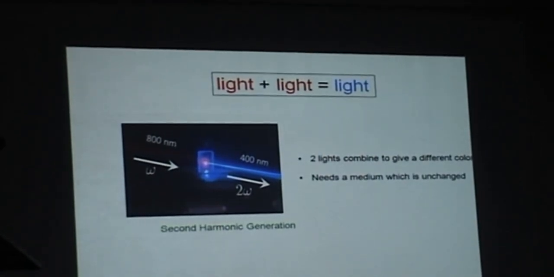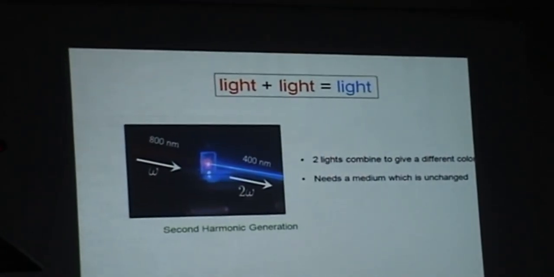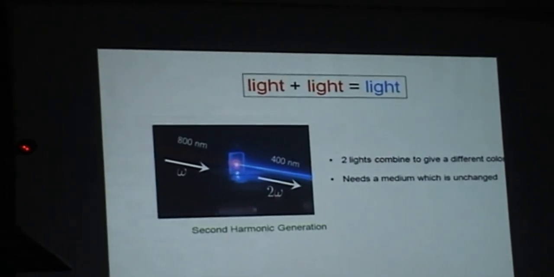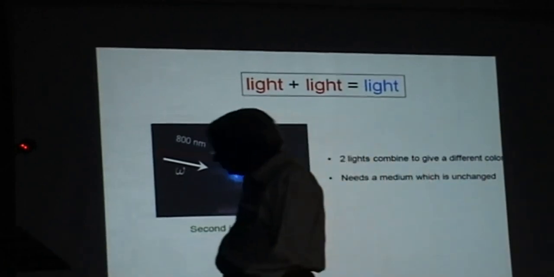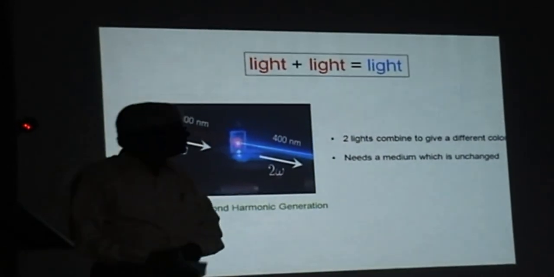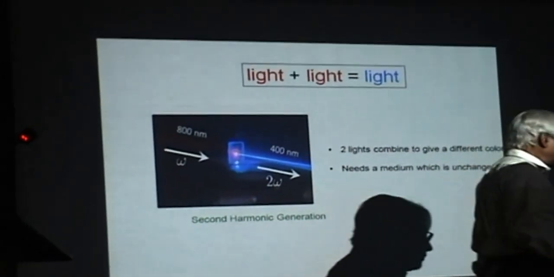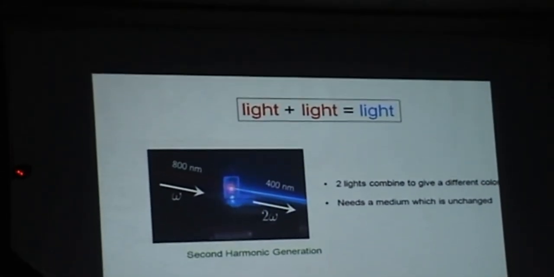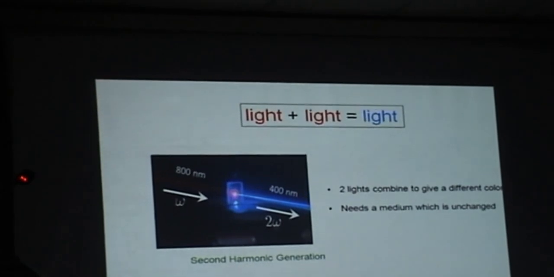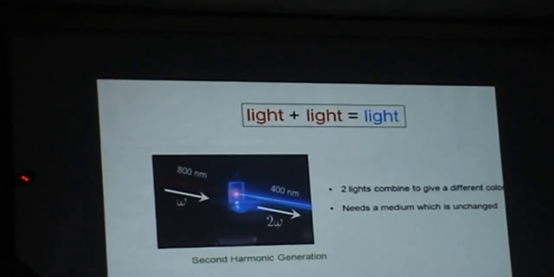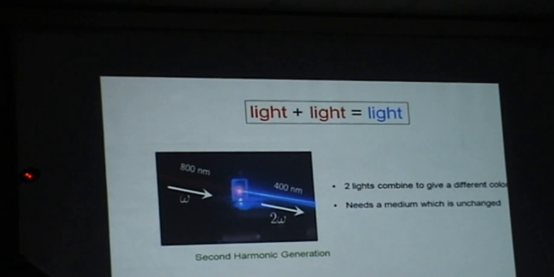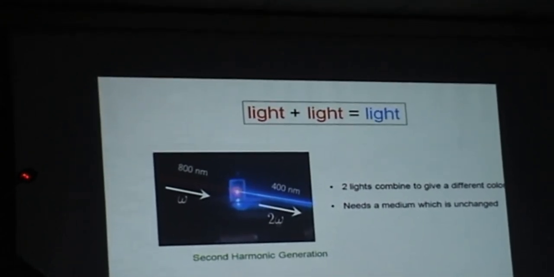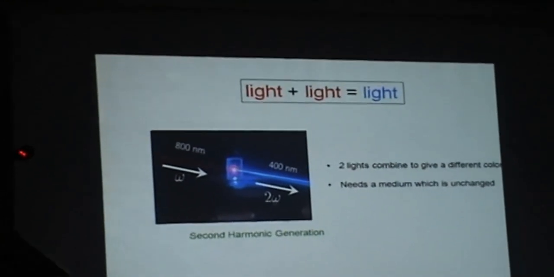Light plus light forming another light. This type of experiment is done. Suppose we have light of wavelength 800 nanometer, and two 800 nanometer photons can produce one photon of wavelength 400 nanometer.